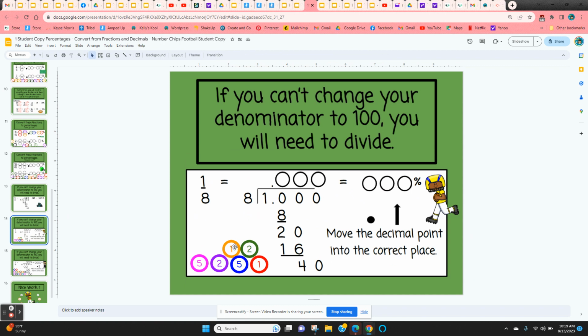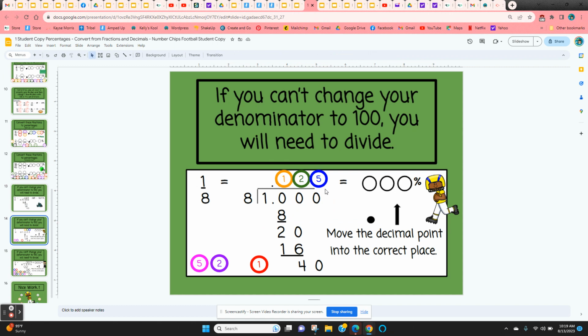So 8 goes into 10 one time. And here we get 8 times 1 is 8. I subtract, I get 2, bring down a 0. 8 goes into 20 2 times, which is 16. Subtract, I get 4, bring down a 0. And 8 goes evenly into 40 5 times. Now I have my quotient as a decimal, 125 thousandths.